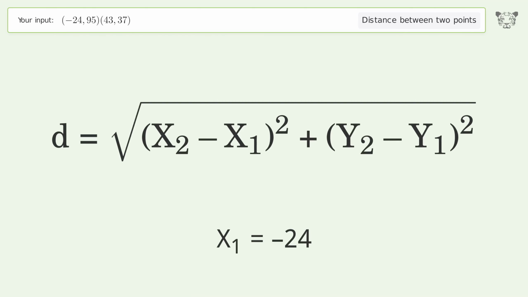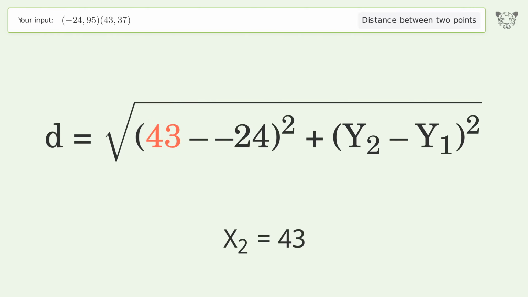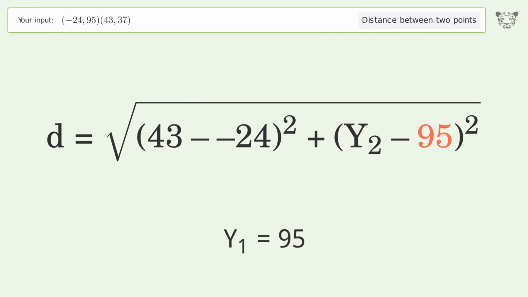x1 equals -24. x2 equals 43. y1 equals 95. y2 equals 37.